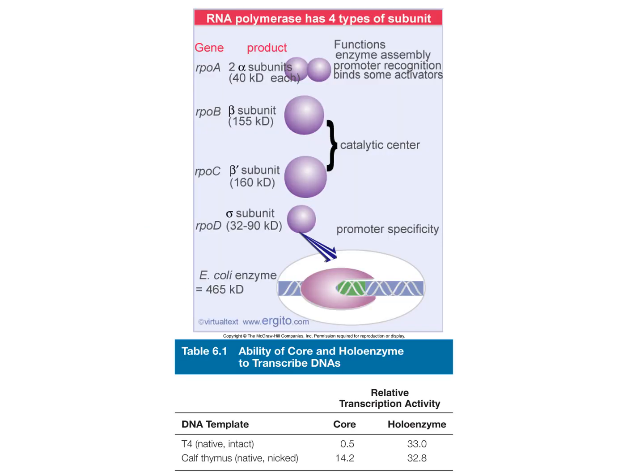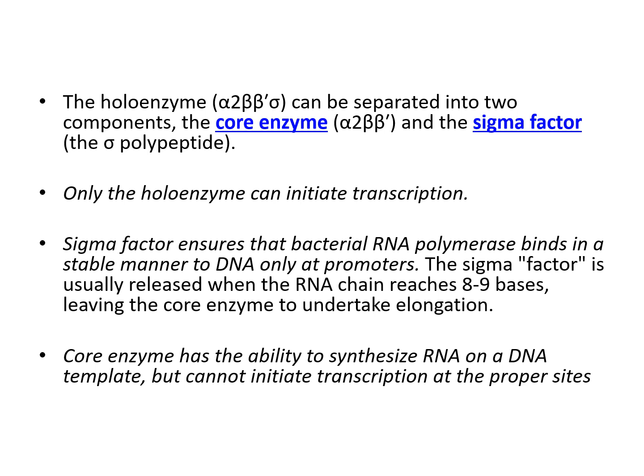Here, just to show you the different subunits, the 2 alpha subunits are encoded by the rpoA gene, the beta subunit is rpoB, beta prime is rpoC, and the sigma is the rpoD gene. So the holoenzyme can be separated into the 2 components as we described earlier: the core enzyme and the sigma factor. Only the holoenzyme can initiate the transcription, which is very important. Without the sigma factor, the RNA polymerase will not be able to initiate the transcription.